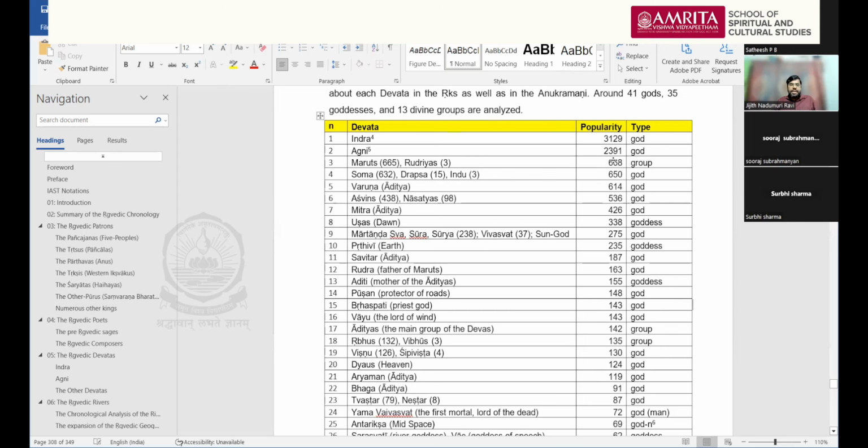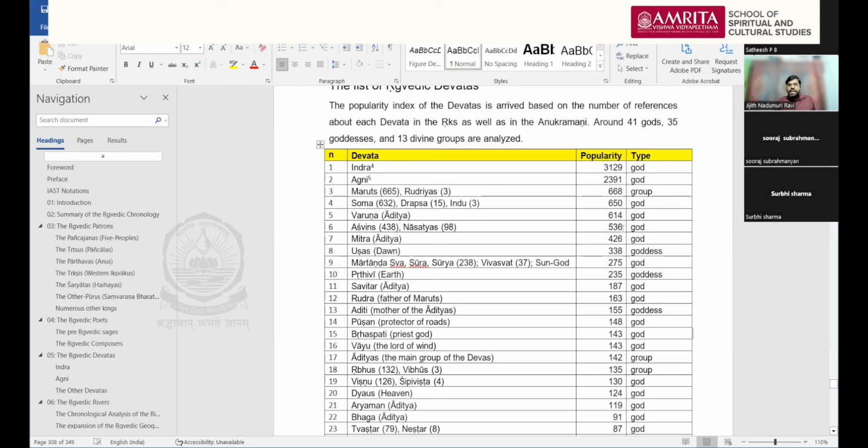This is the popularity index. It is not exactly the number of times each devata is mentioned, but the number of times certain nouns are repeated. For example, Indra is mentioned in different names, like Maghava, and so many other names are there for Indra. Here you can see the name Indra is mentioned 3,129 times. Indra is repeated in the Ṛgveda, but it is not the total number of times Indra is referred to, because Indra can be referred to by other synonyms. So many synonyms are there for Indra.